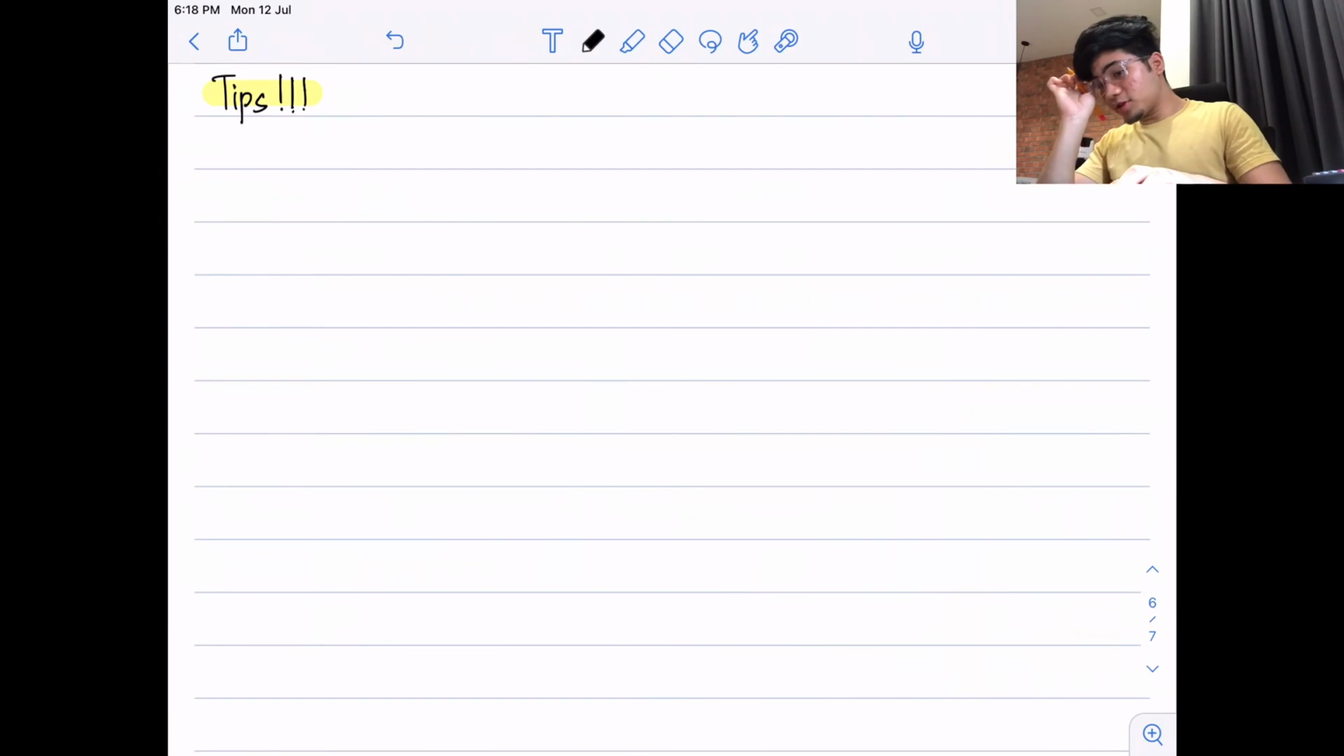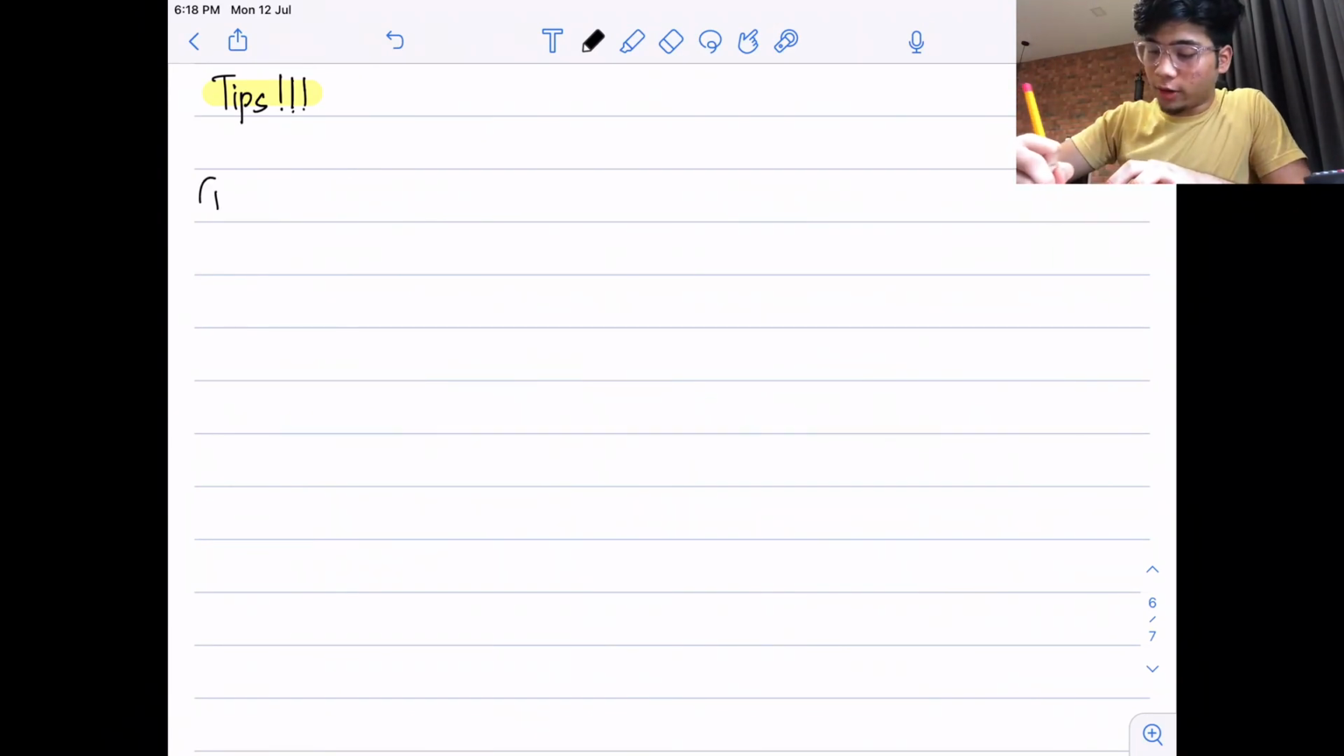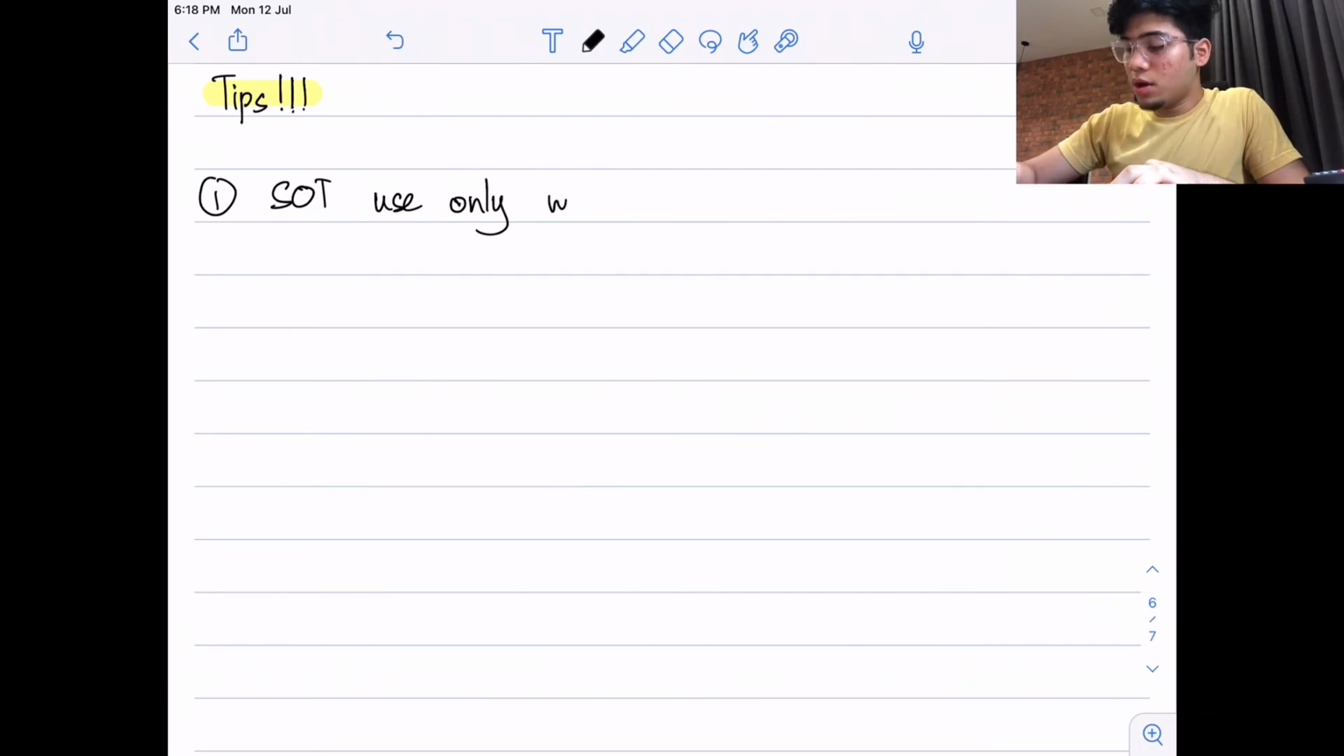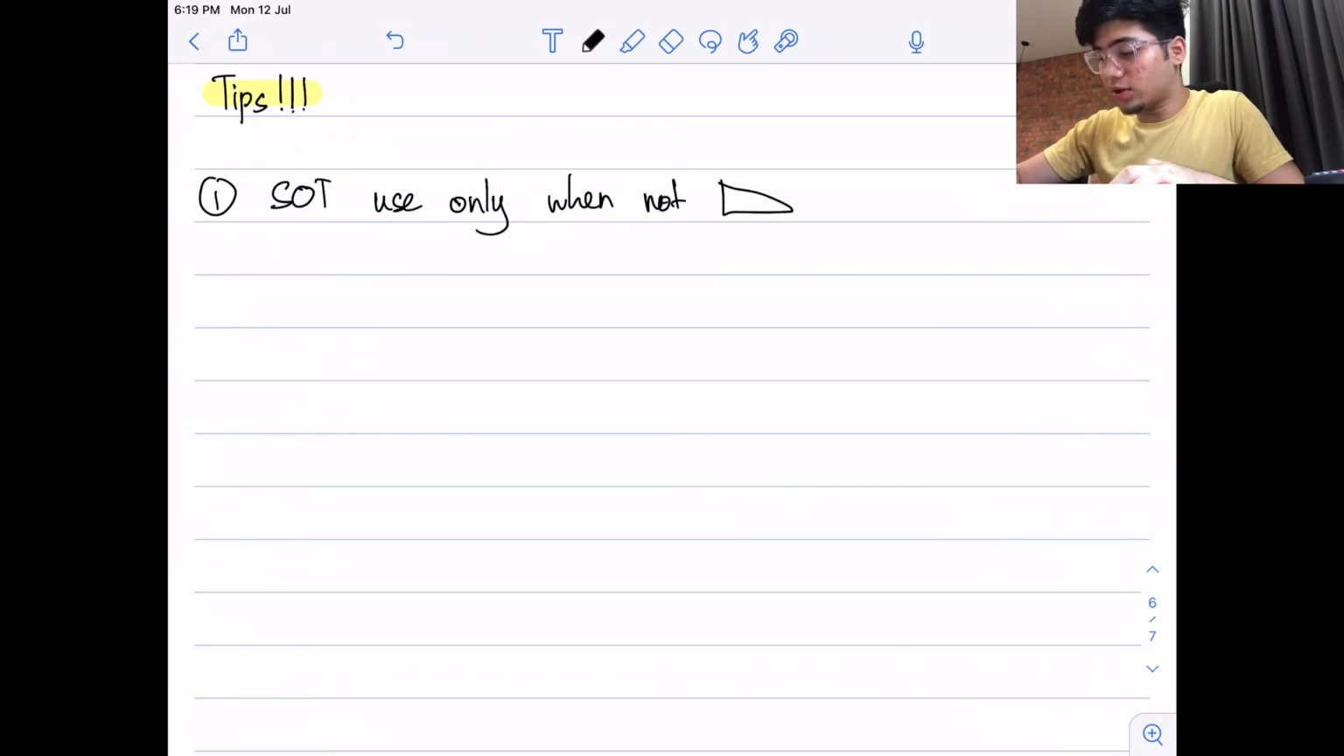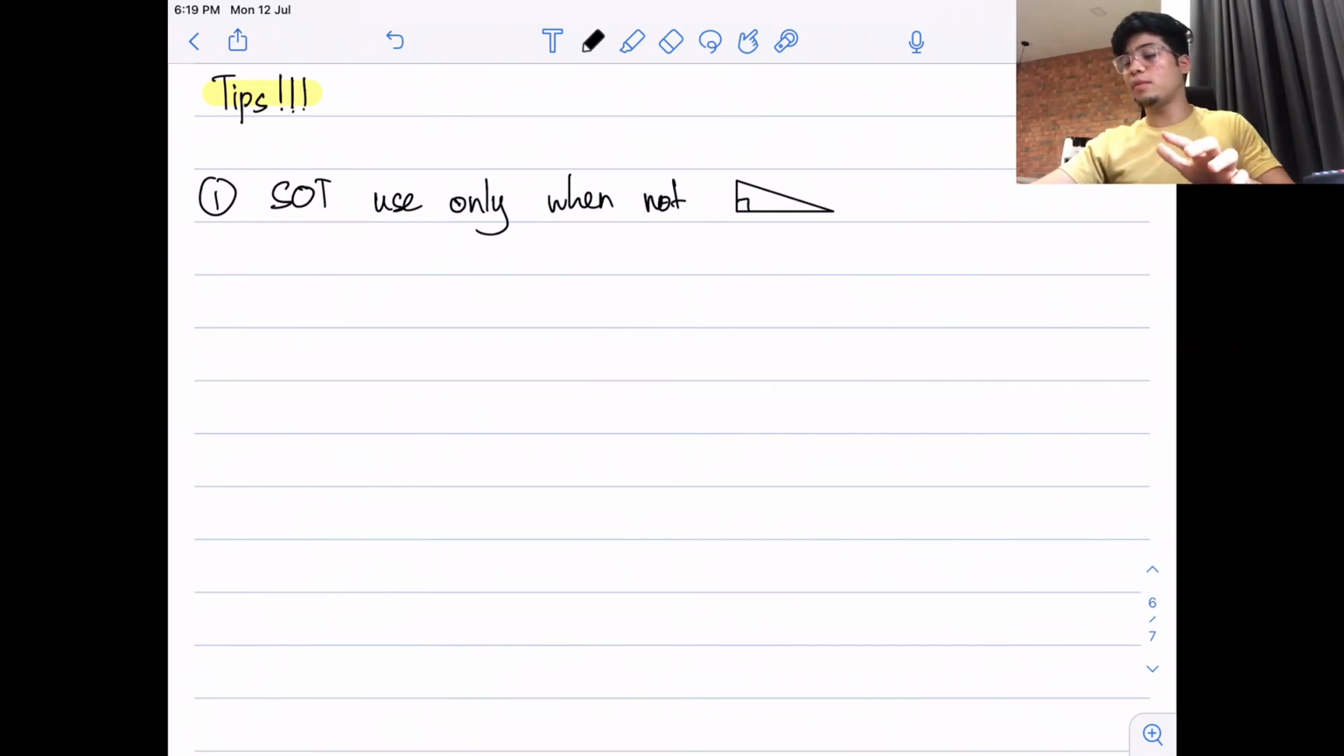Alright, so before I finish it off, let's go over some tips. Number 1, solution of triangle, you only use it for when it's not a right angle triangle, alright? SOT, use only when not right angle triangle. Oh my god, I did not know that would give me an arrow. The things you learn, ooh, okay. So when it's not a right angle triangle, keep that in mind.